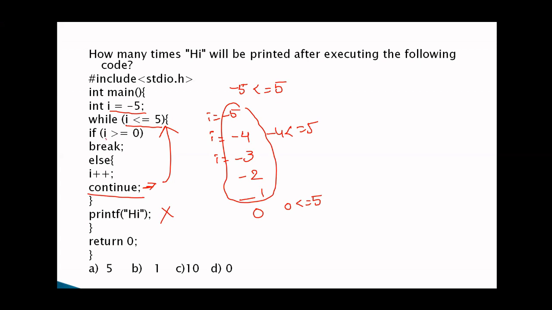Very good. So 0 greater than or equal to 0. The condition is true, which means we are executing break. Break means simply comes out of the while loop. Now what is the question? How many times high will be printed? Up to now, high is printed 0 times. Why? For negative values we are using continue. Whenever a positive value comes, we come out of the loop. So simply, high is never printed.